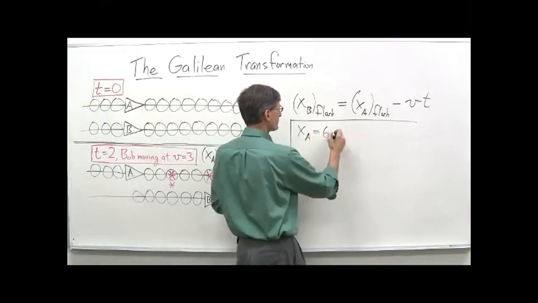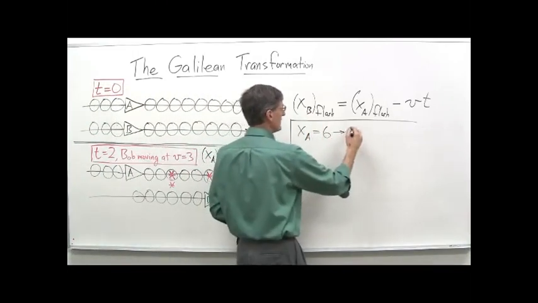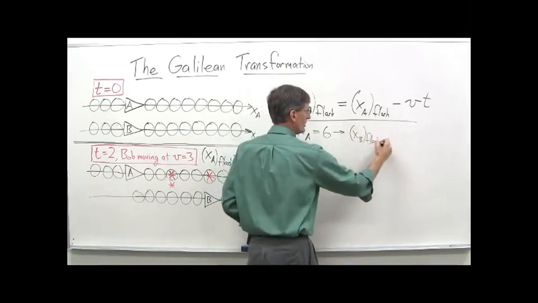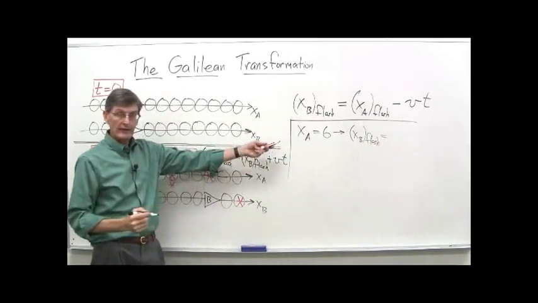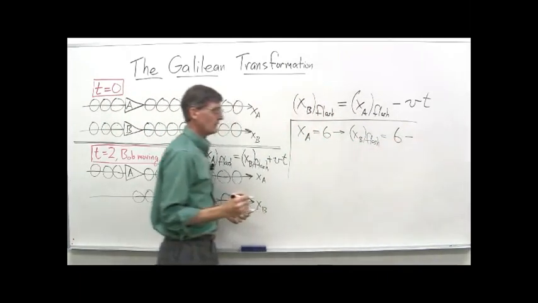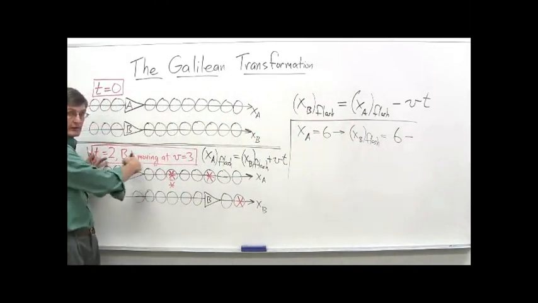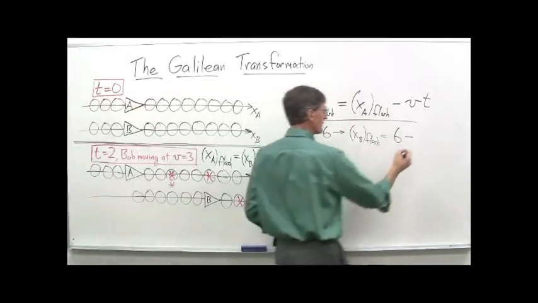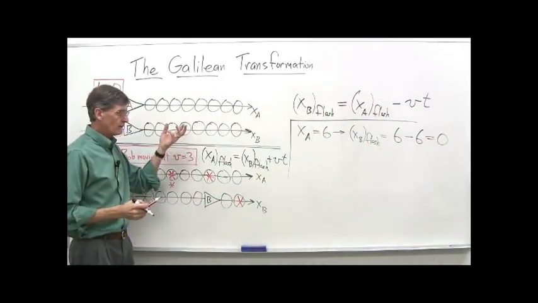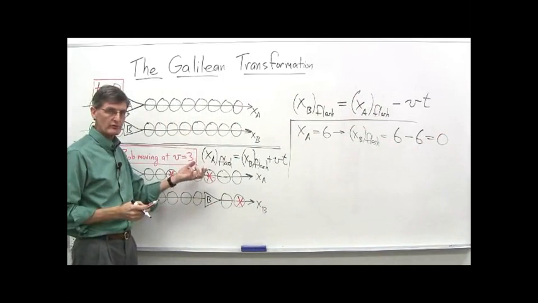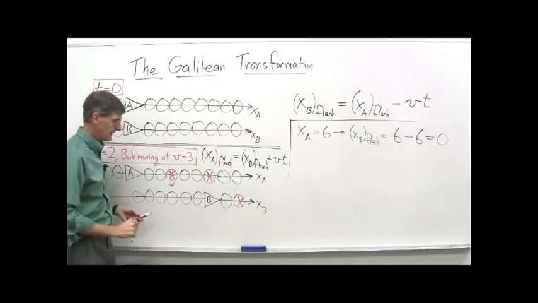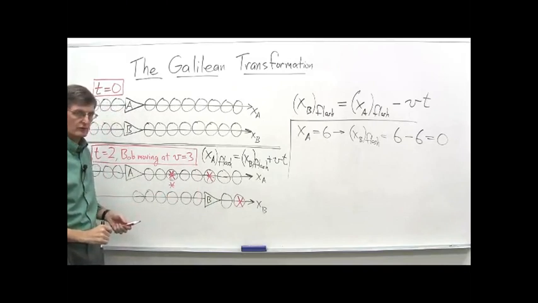So this equation, we're going to get xb of the flash equals xa of the flash, which Alice says is 6, minus vt, and vt being 3 times 2 is 6. So I get 6 minus 6 equals 0. That's telling me, as far as Bob is concerned, the flash occurs at position 0, and that's exactly where he is. He's at position 0 there in his spaceship, and he sees the flash occurring.